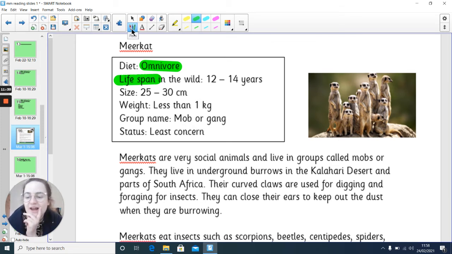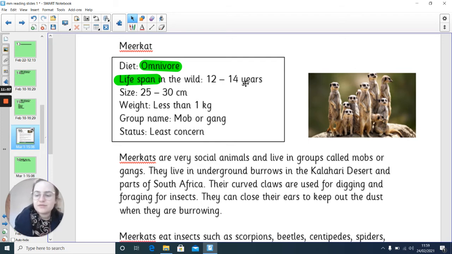Now, how could I clarify what the word lifespan means? I know I could read the other words that are around it and see if that gives me any clues. Lifespan in the wild, 12 to 14 years. So what's lifespan then? Okay, I've read the words that are around it, and this is what I think. 12 to 14 years is like how old you could be, isn't it? You could be 12 or 14 years old.